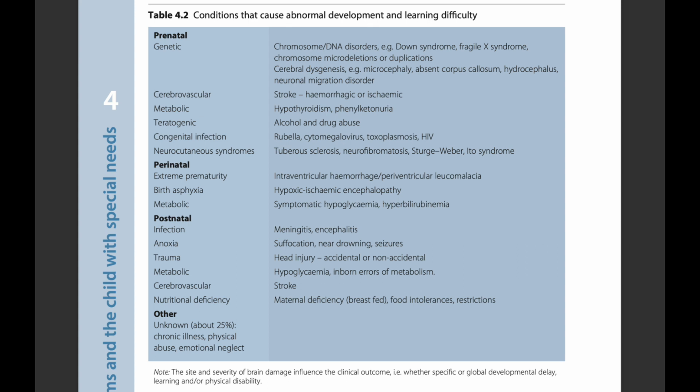Now the table 4.2, conditions that cause abnormal development and learning difficulties. Prenatal: genetic, chromosome, DNA disorder, for example, Down syndrome, Fragile X syndrome, chromosomal microdeletion or duplication; cerebral dysgenesis, for example, microcephaly, absent corpus callosum, hydrocephalus, neuronal migration disorder; cerebrovascular, stroke, hemorrhagic or ischemic; metabolic, hypothyroidism, phenylketonuria; teratogenic, alcohol and drug abuse; congenital infection, rubella, cytomegalovirus, toxoplasmosis, and HIV; neurocutaneous syndrome, tuberous sclerosis, neurofibromatosis, Sturge-Weber, and Ito syndrome.